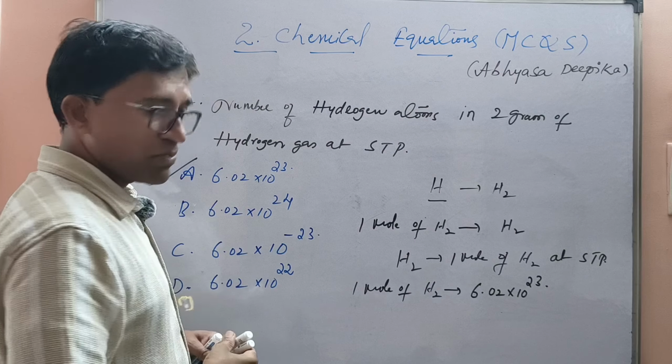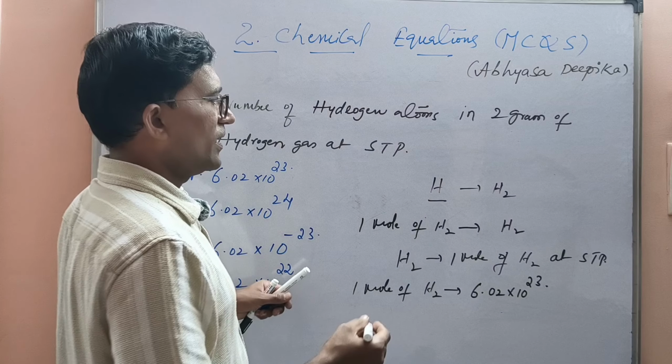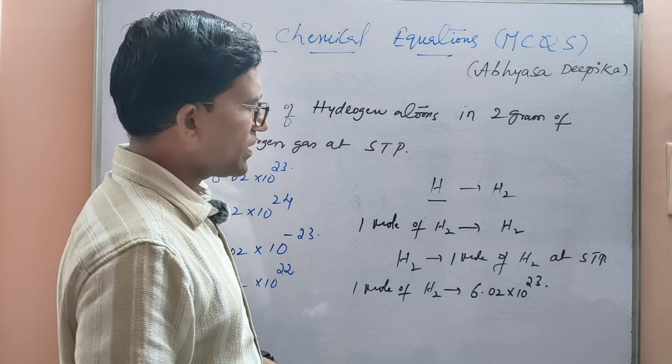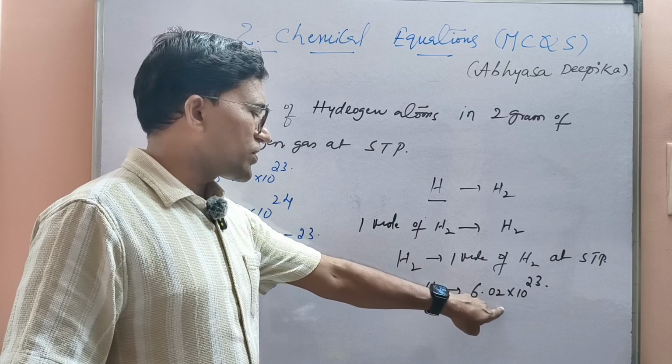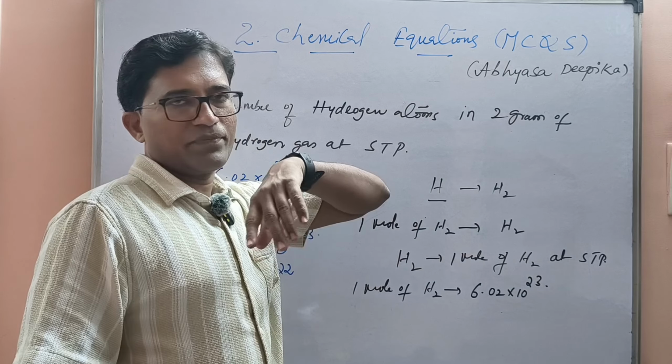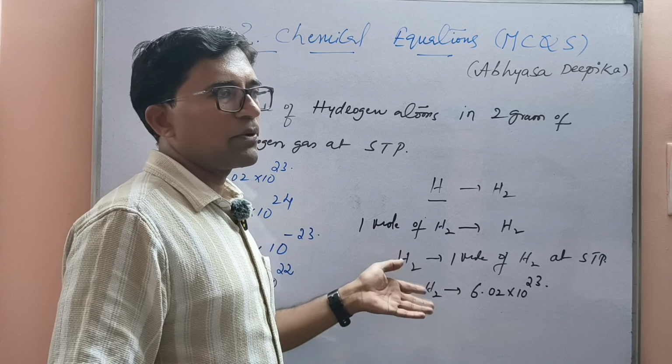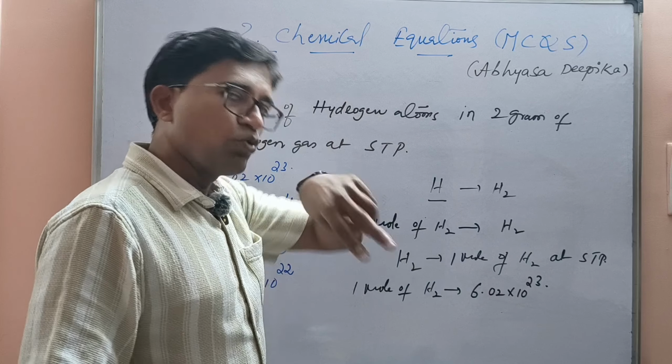Sir, if it is 2 moles, then you have to multiply. If it is 2 moles of hydrogen, then 2 into 6.02 into 10 to the power of 23, which means 12.04 will come. If it is 2 moles.